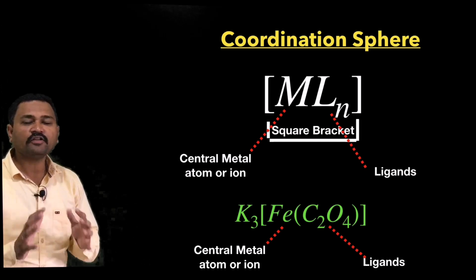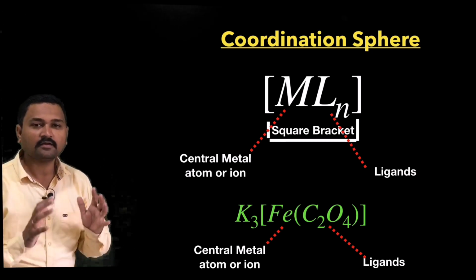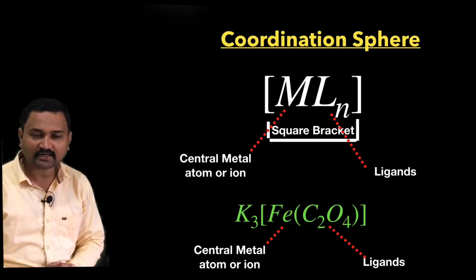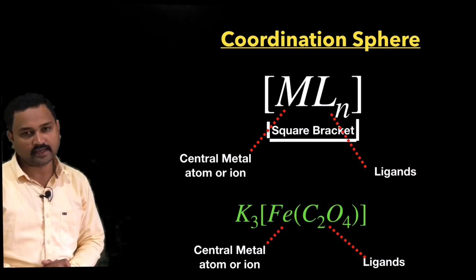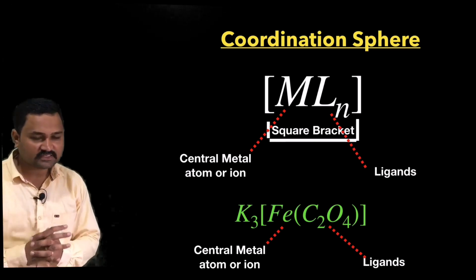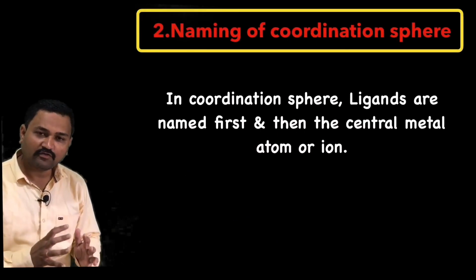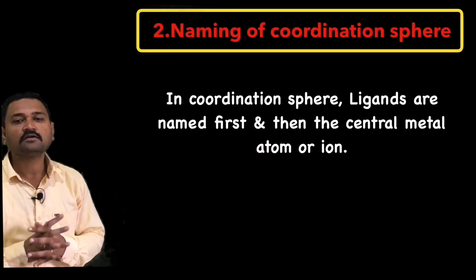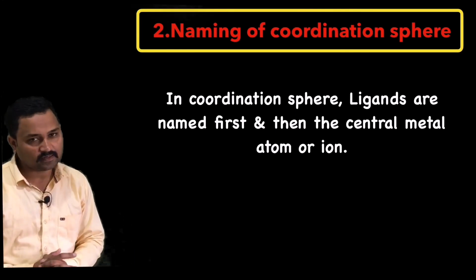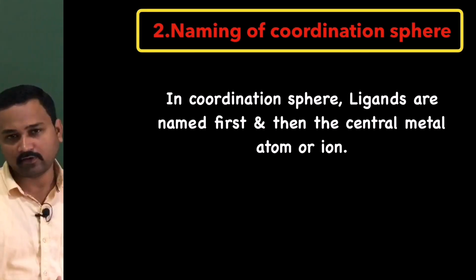Now the rule number second, that is the naming of the coordination sphere. You know that the coordination sphere is a square bracket in which there is a central metal atom or ion along with the ligands. So here rule number second says that in the coordination compound the names of ligands are written first, then the name of the central metal atom or ion.